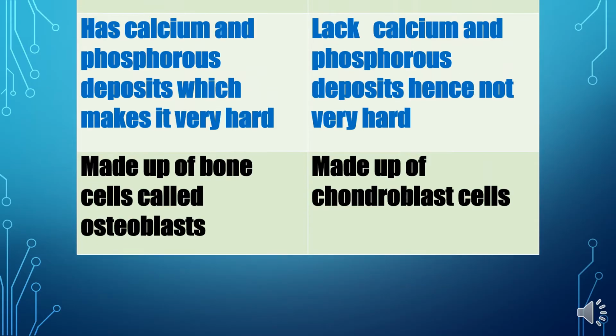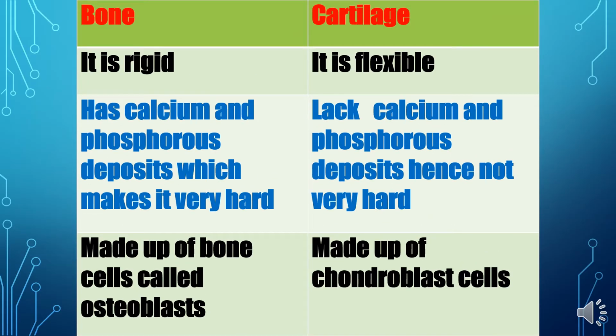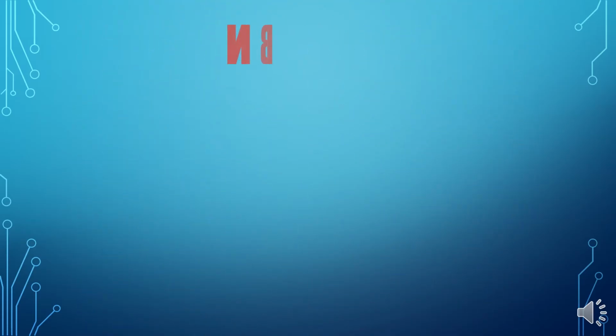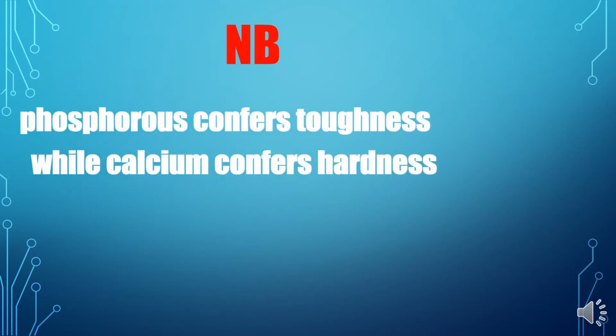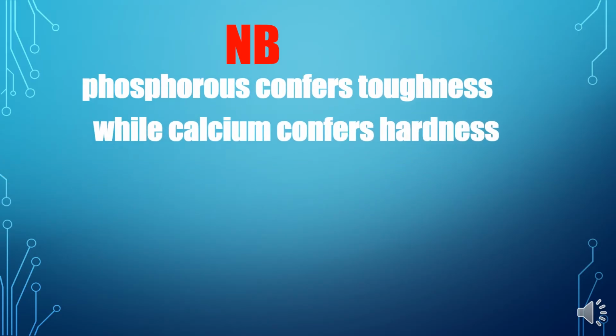So let's look at the differences between a bone and a cartilage. A bone is rigid, a cartilage is flexible. A bone has calcium and phosphorus deposits which make it very hard. A cartilage lacks calcium and phosphorus deposits, hence not very hard. A bone is made up of bone cells called osteoblasts, and cartilage is made up of chondroblast cells. Therefore, phosphorus confers toughness, while calcium confers hardness.